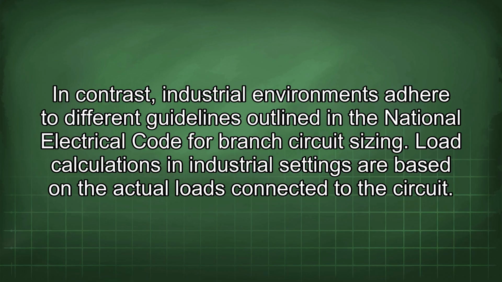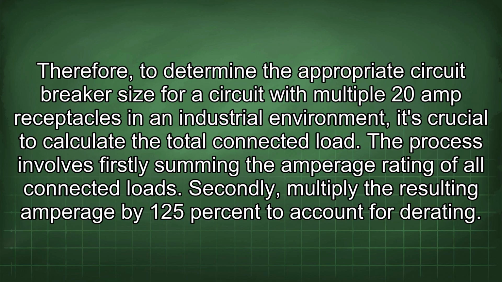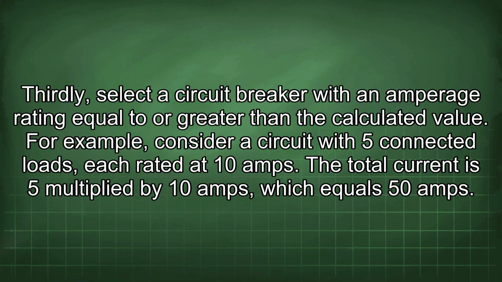Load calculations in industrial settings are based on the actual loads connected to the circuit. Therefore, to determine the appropriate circuit breaker size for a circuit with multiple 20 amp receptacles in an industrial environment, it is crucial to calculate the total connected load. The process involves, firstly, summing the amperage rating of all connected loads. Secondly, multiply the resulting amperage by 125% to account for derating. Thirdly, select a circuit breaker with an amperage rating equal to or greater than the calculated value.